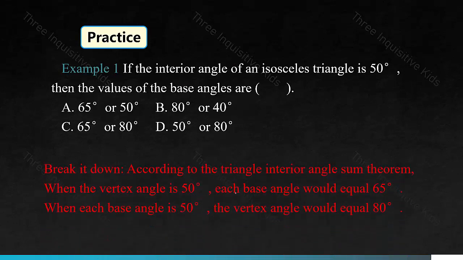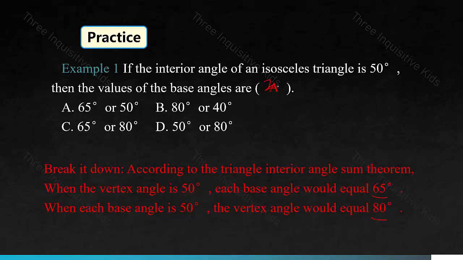So according to the triangle interior angle sum theorem, let's say that the vertex angle is the one that's 50 degrees. Then each base angle would have to equal 65 degrees. And let's say that it's saying the base angle is 50 degrees. If one base angle is 50 degrees, the other base angle is also 50 degrees, and the vertex angle would have to be 80 degrees. So it's either 65 or 80.